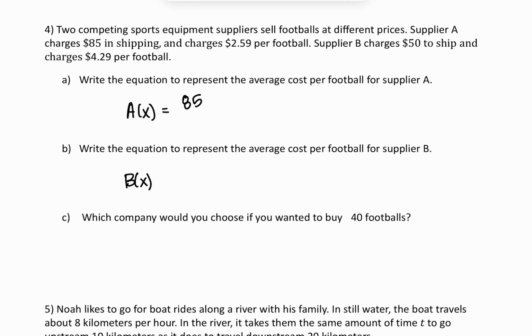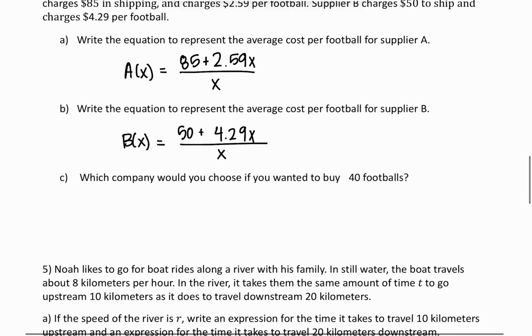We have 85 for the shipping of all of them and $2.59 per football. So we're going to times that by x, but then the average means we're going to divide it all by x. And then on the second one, it was $50 to ship, but now it's more expensive per football, $4.29, divided by x. So if you wanted to buy 40 footballs, plug in 40 to each of these.